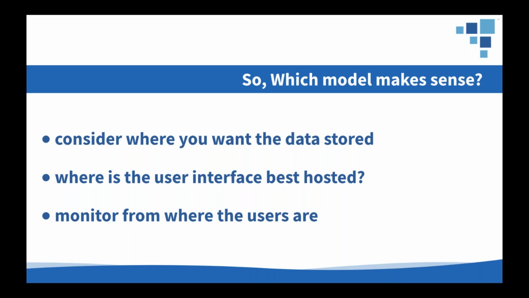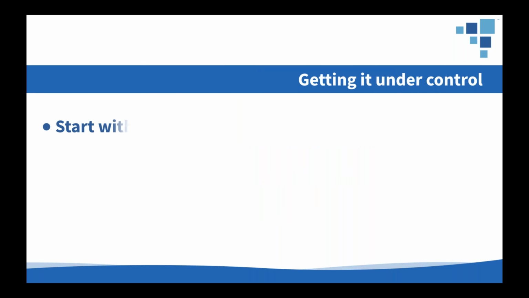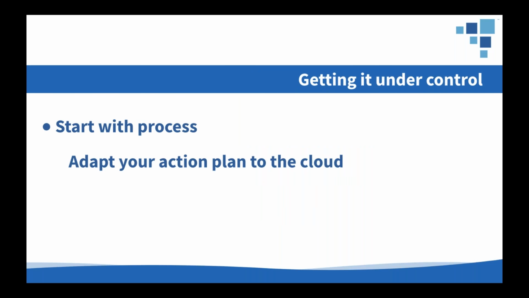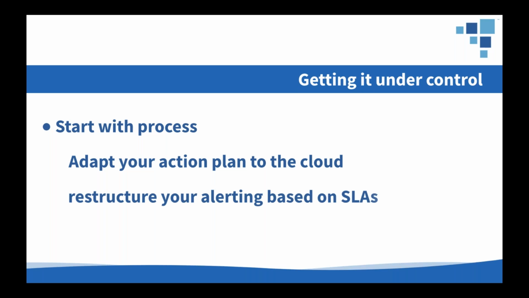So let's dig a little deeper into some of the other considerations that we want to look at as well. To really get all this under control, we need to start with process. We need to adapt our action plan so that our platform hosted applications are included in how we're thinking about monitoring and alerting. For example, if I move my email to Office 365, I need to make sure that my escalation times match the service level agreements that I'm getting from my Office 365 vendor.